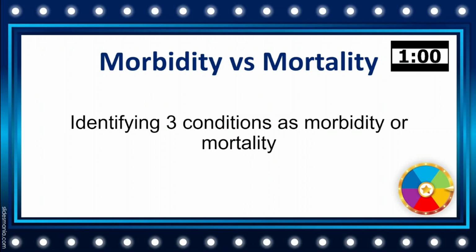If you said 8, then you are right. Because there are three conditions, meaning there are three events. And since the only choices are morbidity and mortality, then there are only two choices for each. So two for the first condition, two for the second condition, and two for the third condition. And multiplying them, 2 times 2 times 2 is equal to 8.